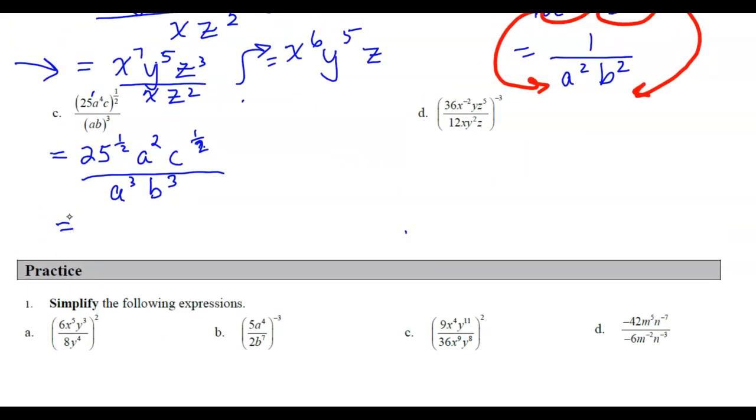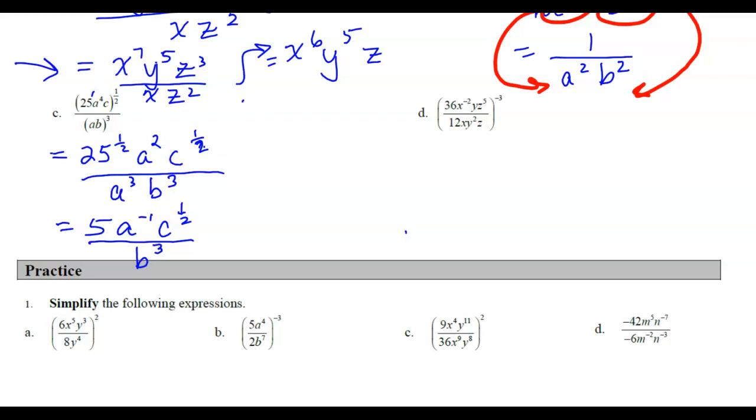What's 25 to the 1/2? Who remembers? Tolu? 5. Good. It's the same as square root of 25. Then a squared divided by a cubed is a to the negative 1. C to the 1/2, there's no other c's. And there's no other b's. I'm just going to leave it in the denominator because that's where it's a positive exponent. Leave it there. And so now I only have to deal with the negative exponent.